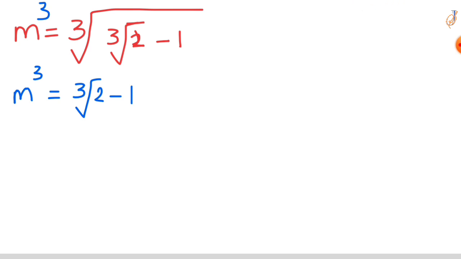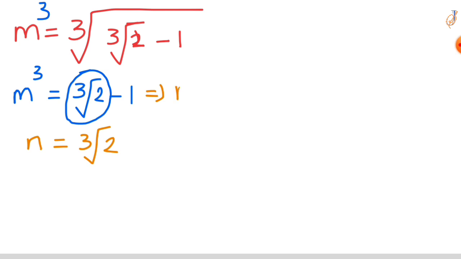Now we again have a cube root. So what do we do now? Let's consider this cube root of 2 as another variable. Let n equal the cube root of 2. So now m power 3 becomes n minus 1. Consider this as equation 1.